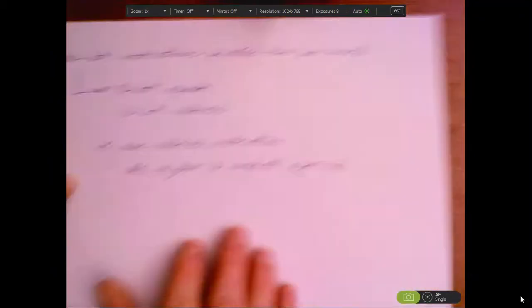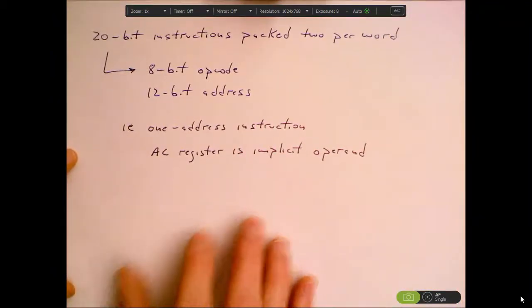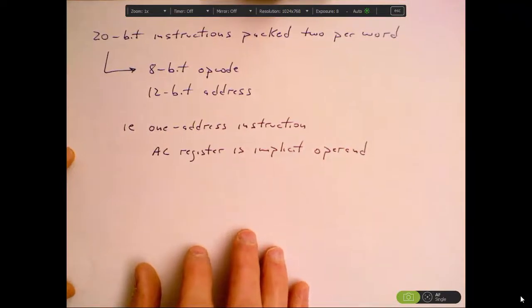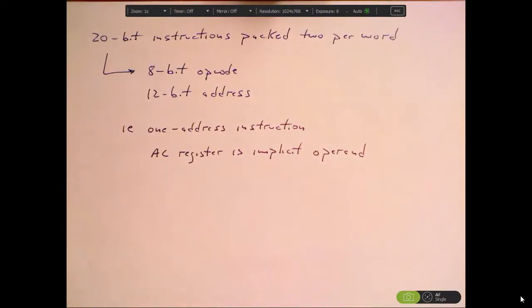It had a small instruction set, and consequently they didn't want to use a full 40 bits to encode instructions, so they packed 2 instructions per word, so 2 20-bit instructions per word. With the 4K memory space, it required a 12-bit address, and it left 8 bits for opcodes to be specified. So we would call this a one-address machine because it used one-address instructions. There was a single address in the instruction.